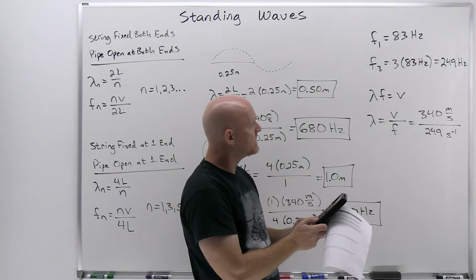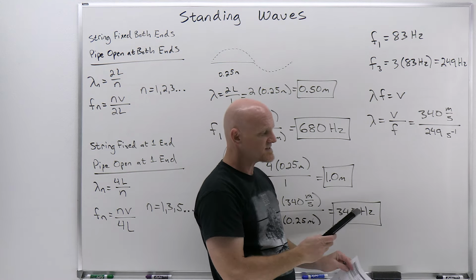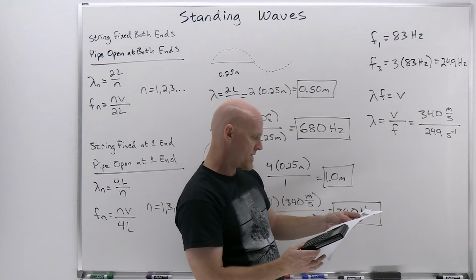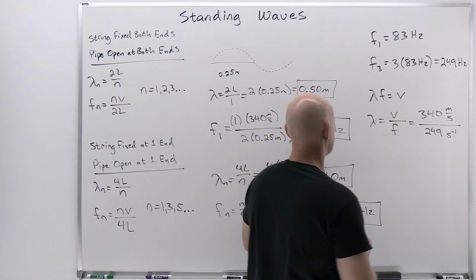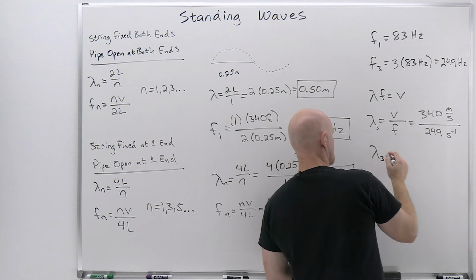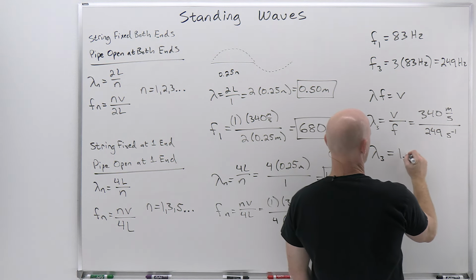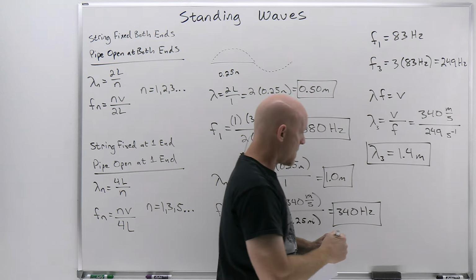So 340 divided by 249 equals 1.365. And in this case, I want to round that to 2 sig figs, so 1.4 meters. And that was the wavelength of the third harmonic. So again, 1.4 meters. And that's all there is to it.